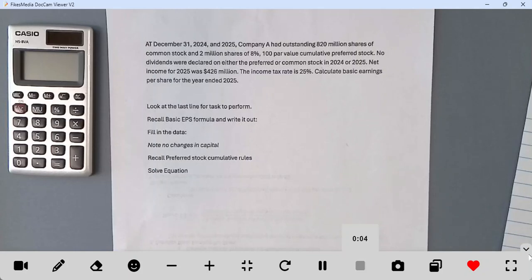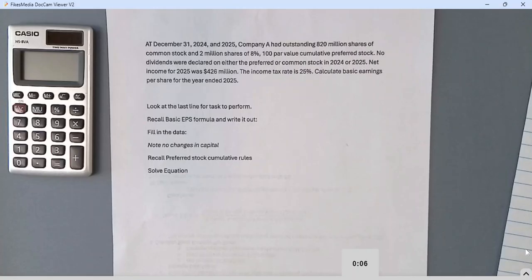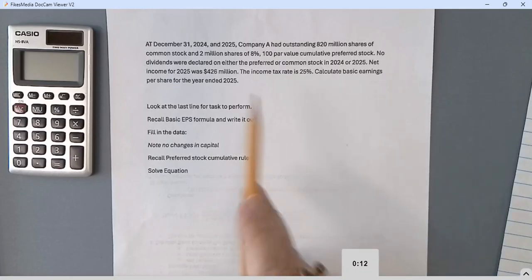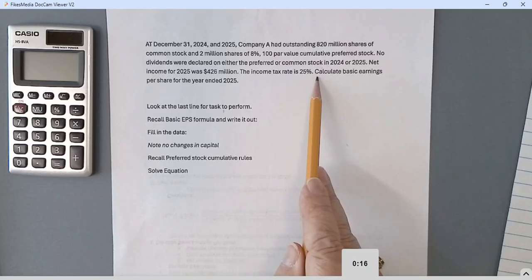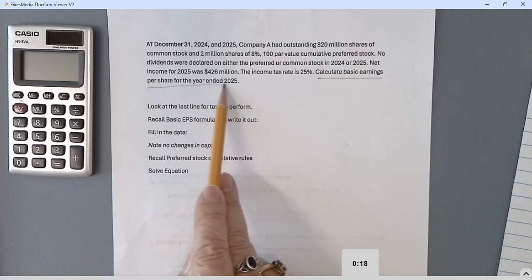Earnings per share, basic earnings per share. And now we're going to take a look at this particular problem. So take a look at the last line for the task to perform. So once again, calculate basic earnings per share.